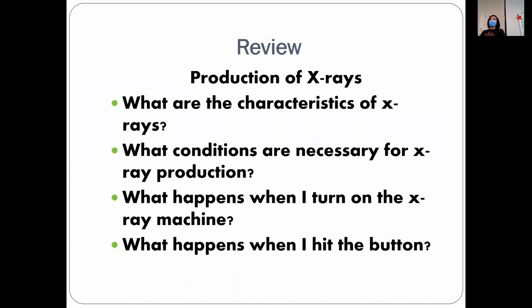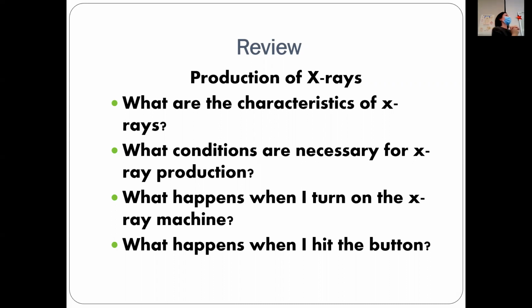Okay, a review from last Thursday. What are the characteristics of X-rays? It was at the very end of the PowerPoint. Does anybody remember? They travel in a straight line. Speed of light. Speed of light, that's right.